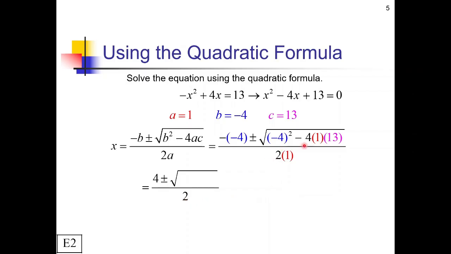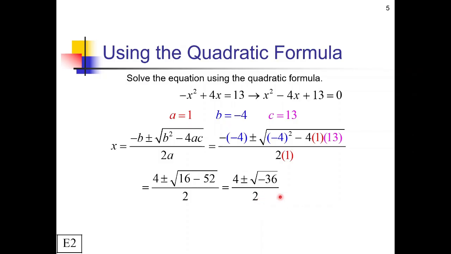Now there's this inside stuff, which, by the way, all this stuff inside the square root has a special name we're going to learn about in the next part of the lesson. Just to plant the seeds, this is called the discriminant, and this really determines what type of answers you get, but we'll get there later. So we have 16 minus, let's see here, 4 times 1 is 4, times 13 is 52. 16 minus 52, that's negative 36.